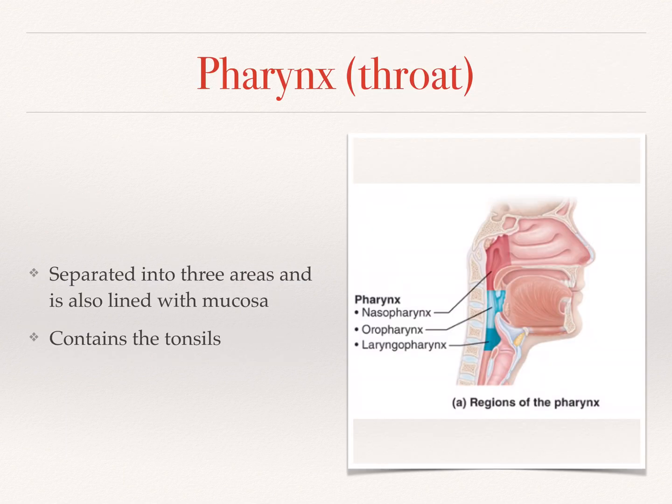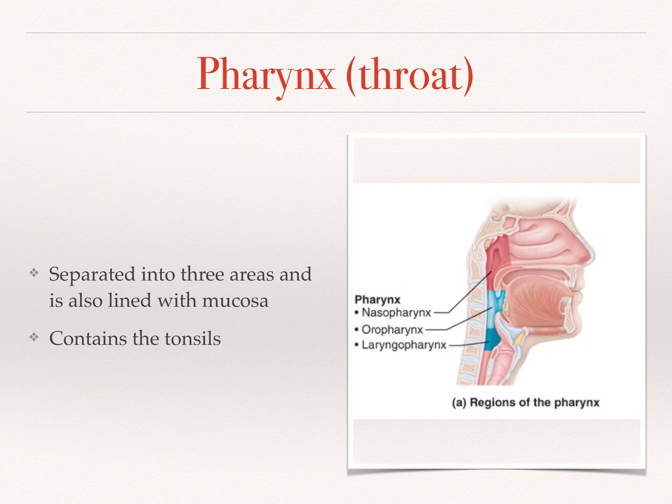From there, the air moves down into your pharynx, which is your throat. There are three areas to the pharynx. The nasal pharynx is connected to your nasal cavity. Then you have your oral pharynx, which is the part of the pharynx that you can see when you open your mouth. If you look in someone's throat, that's the oral pharynx. And then you have the laryngopharynx down, connected to your larynx.